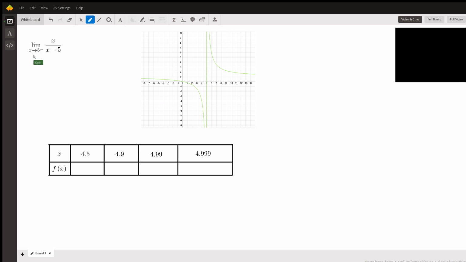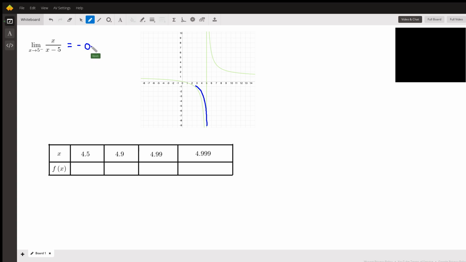So the question is asking, what's our function doing as we approach 5 from the left-hand side, or in essence, as we approach our vertical asymptote from the left-hand side. You can see to the left of our vertical asymptote, if we're on our graph, as we get closer and closer to 5, our graph is going down and down and down. So as x gets closer to 5, our function goes down towards negative infinity. So our answer graphically should be negative infinity.